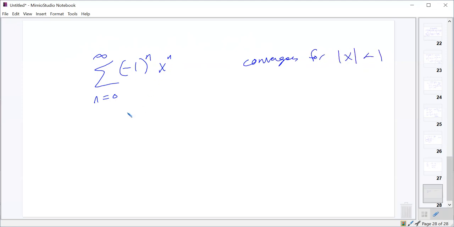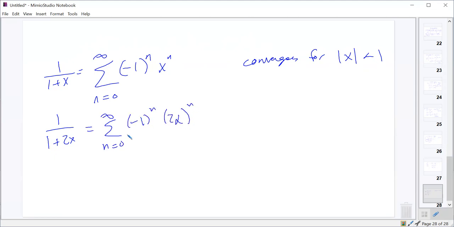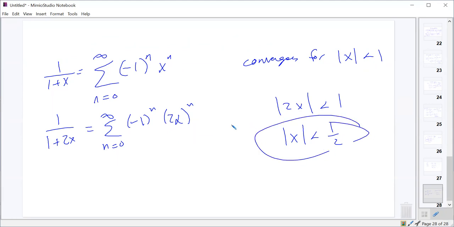Well, if we were to replace the x, this is 1 over 1 plus x. If we wanted to make this 1 over 1 plus 2x, then this would become the sum from n equals 0 to infinity of negative 1 to the n, 2x to the n. And so now we would note that the absolute value of 2x is less than 1. And that's when this converges. So that'd be for the absolute value of x is less than a half. So make sure that if you change the value of x in your power series to some other function, that you re-solve and find a new interval of convergence for it.